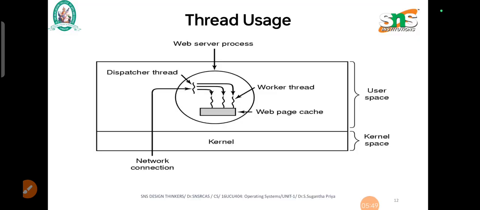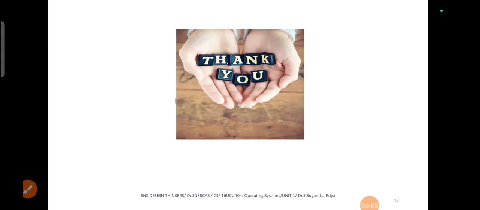Next is thread usage. In thread usage, we have a web server process that is interconnected with the kernel in the form of a network connection. So we have a dispatcher thread, worker threads and the web page cache. We have two different types of spaces: user space and the kernel space.